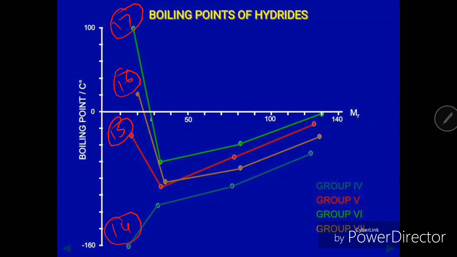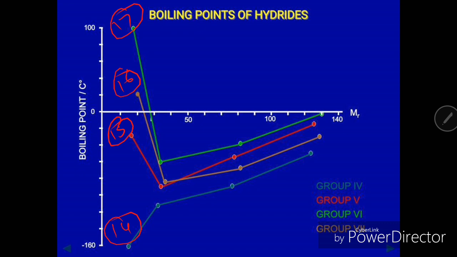Second member cannot have hydrogen bonds. Why? Because the size of the central atom will be increased, so it cannot make hydrogen bonds. Electronegativity decreases and size increases. There will be only dipole-dipole interaction. And after that, when you move towards the higher hydrides, the dispersion forces become stronger and stronger. Because of that, boiling point will increase. So the boiling point trend will be like that.